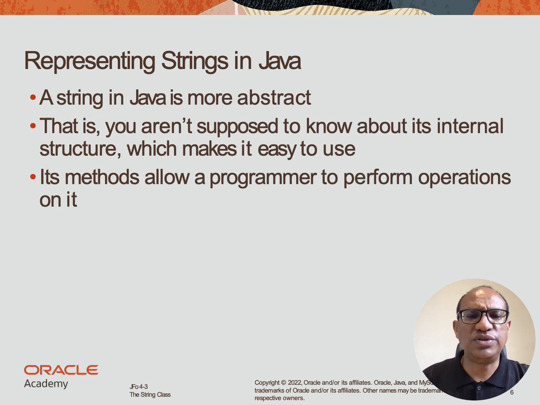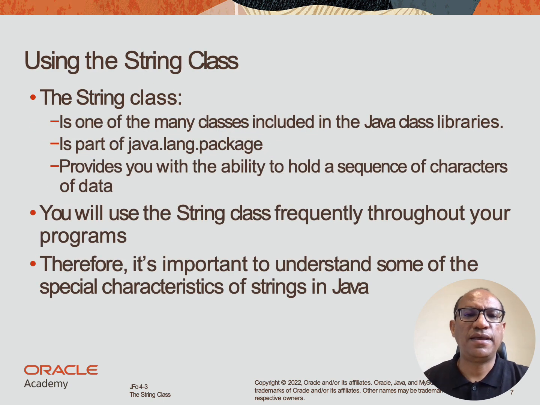And there is something cool. Strings in Java are abstract. That means you don't need to worry about how they're built internally. You just use the methods to work with them, simple and powerful. The String class is part of the java.lang package, which is automatically imported into every Java program. So you don't need an import statement to use strings.